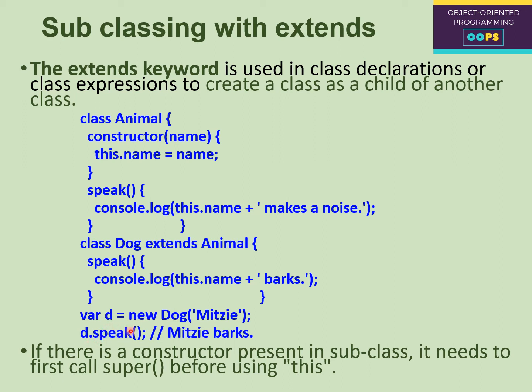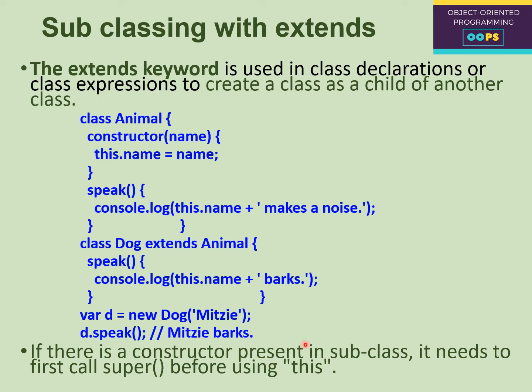So d dot speak. D dot speak means d is a variable which is related to dog class, and that d is trying to invoke the speak function. So console.log of this dot name. Already the name is assigned with value mid-c, so it will display mid-c box.